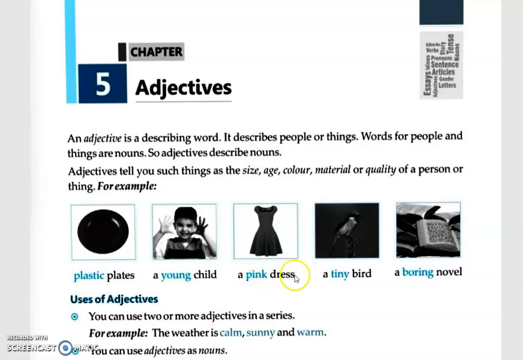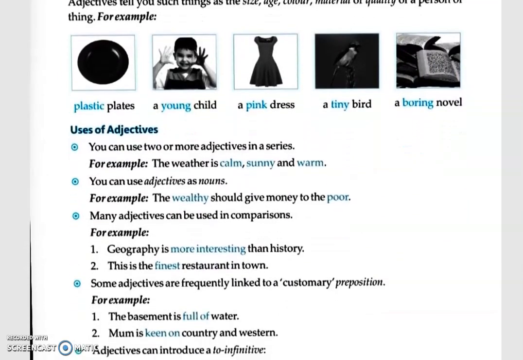A pink dress. You see, it is a dress. We know it is a dress, but adding pink gives us more information. It is describing the dress. So, a pink dress. Color is an adjective. A tiny bird, a boring novel. So, adjectives are used to describe nouns.